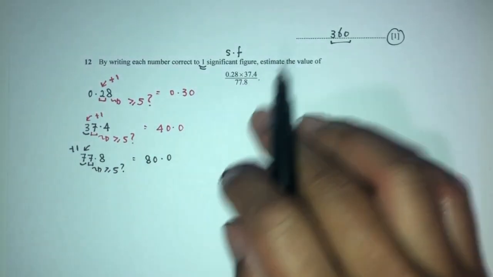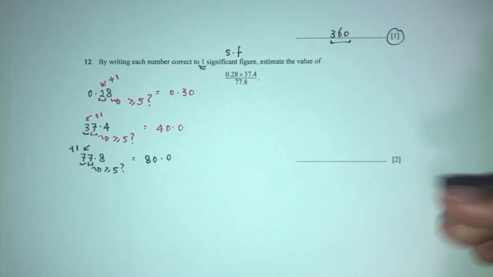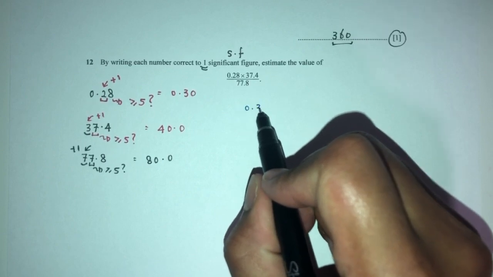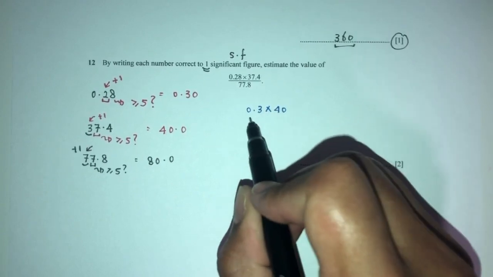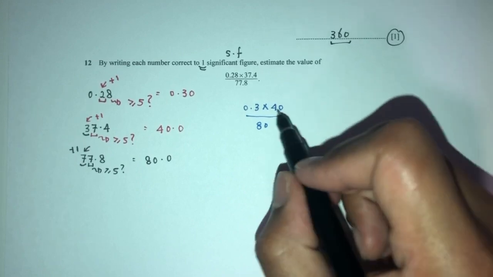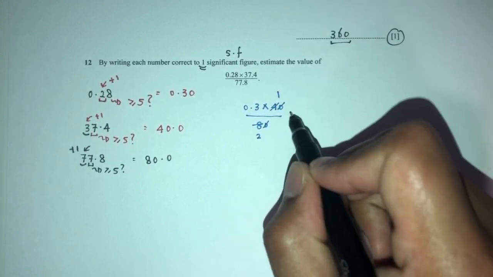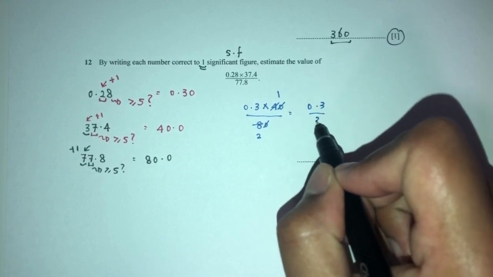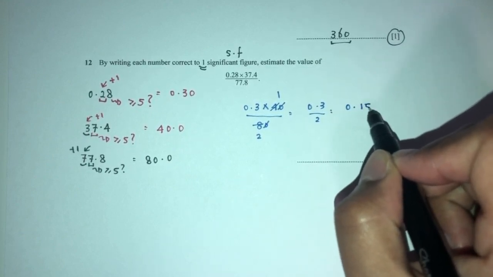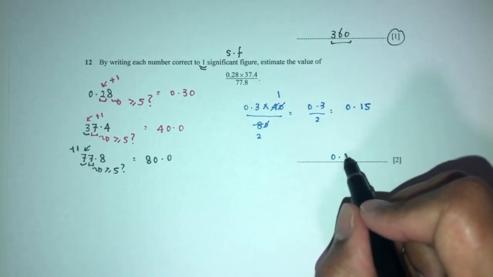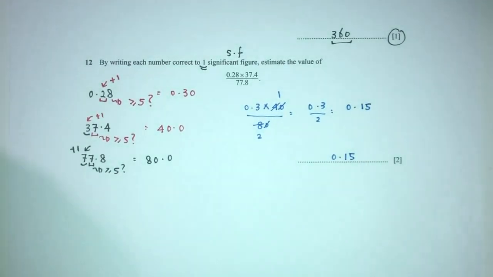Now finally add everything back into the same equation. Here we have 0.3 times 40 divided by 80. So if you do this, it goes away. Divide by 4, that will be 1. That will be 2. You will have 0.3 divided by 2, which is 0.15. Okay, 0.15 will be your answer for this one. Well, you can always express this as a fraction if you want to. It should be fine as well.